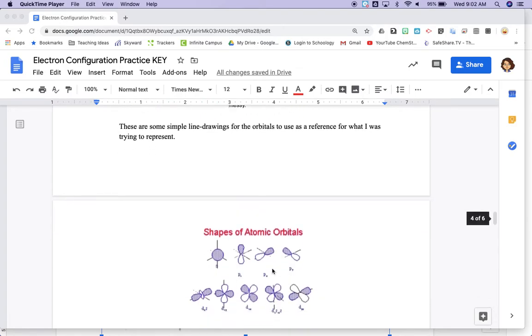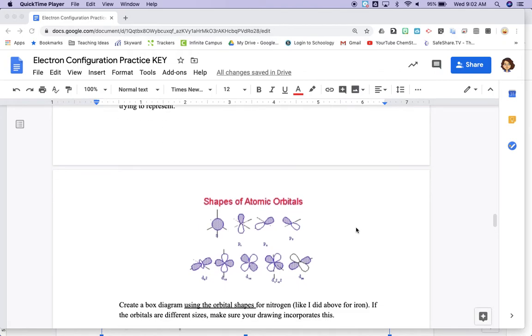These are the line diagrams that I was using to draw my shapes of the atomic orbitals. Admittedly, mine don't look a whole lot like that, but that gives you some idea what I was trying to represent.